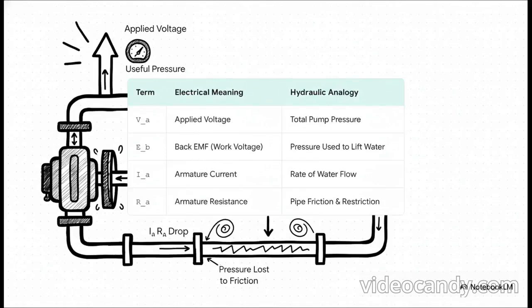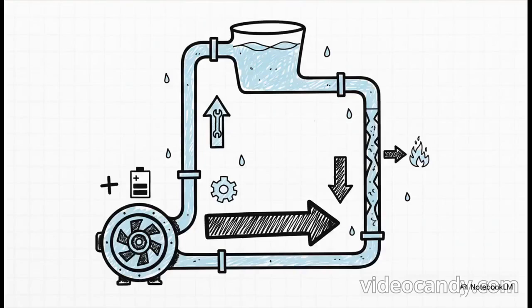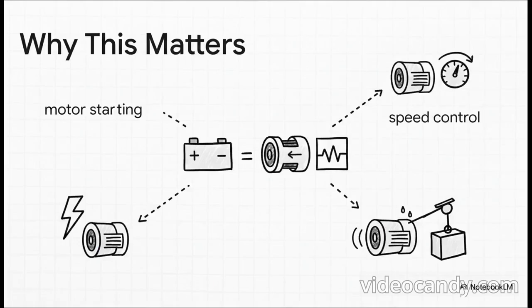So let's put it all together on one screen. This right here, this is your exam cheat sheet. Seriously. VA, applied voltage, that's your total pump pressure. EB, the back EMF, that's the pressure doing the actual work, lifting the water. IA, the current, simple, that's the water flow. And RA, resistance, that's just the pipe friction. See how it all lines up? Okay, now look at the equation again, but think in terms of water. All it's saying is that your total pump pressure has to go somewhere. Part of it is used for the work, lifting the water, and the other part is lost to friction. Total pressure equals work pressure plus lost pressure. It's not a formula anymore, is it? It's just a fact. It's conservation of energy. It has to add up.